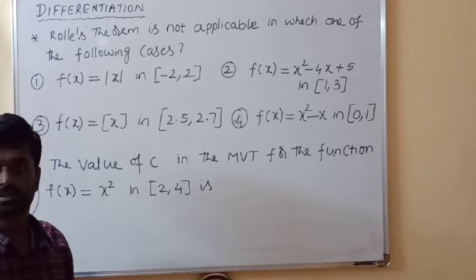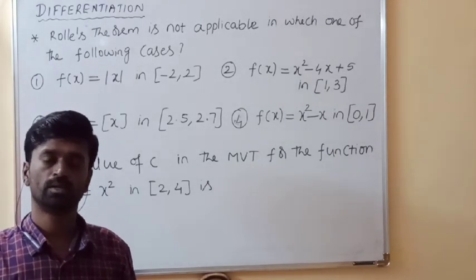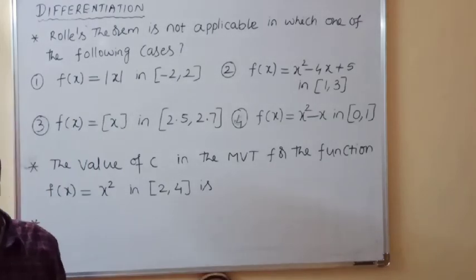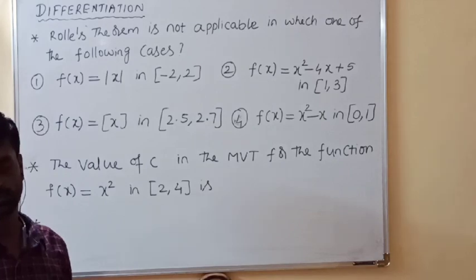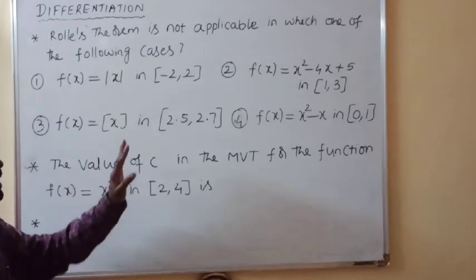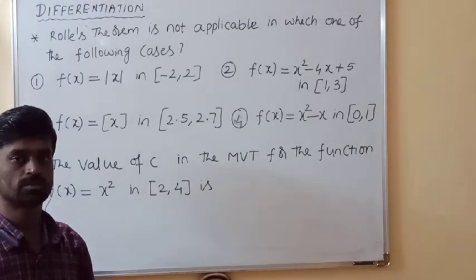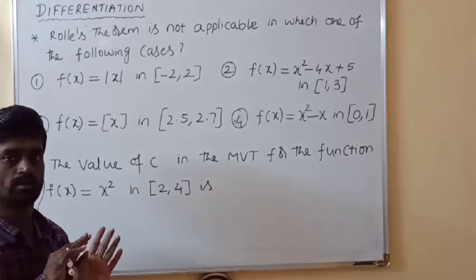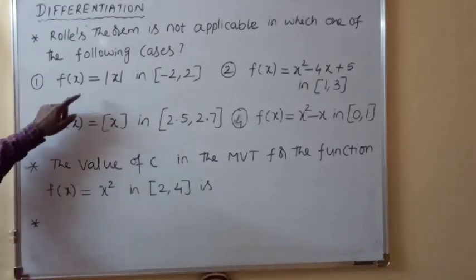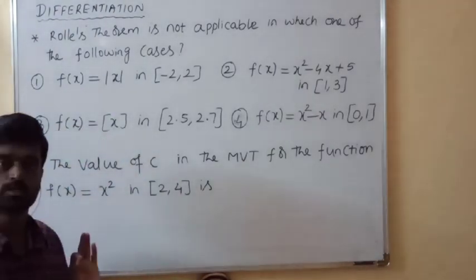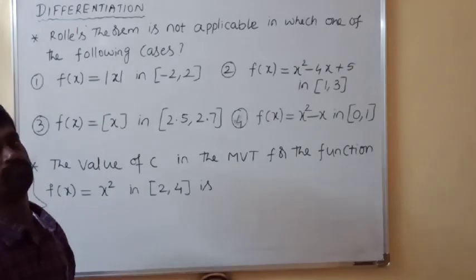Rolle's theorem, when it is applicable, the function should be continuous in the closed interval a comma b, differentiable in the open interval a comma b, and f of a must be equal to f of b. Among these 4 options, the second and fourth options are polynomial functions. Most probably they are not the correct options. So first, better you check these 2 dangerous functions. Which functions? Mod function and step function.